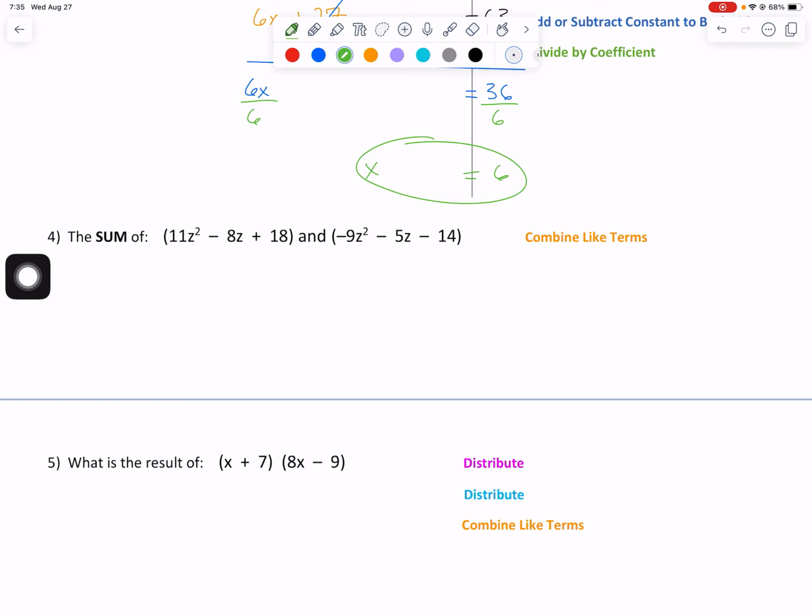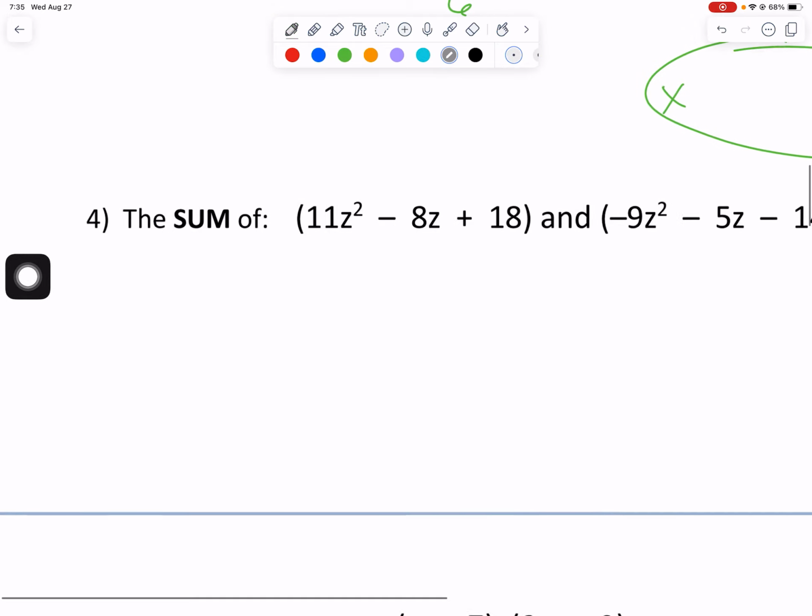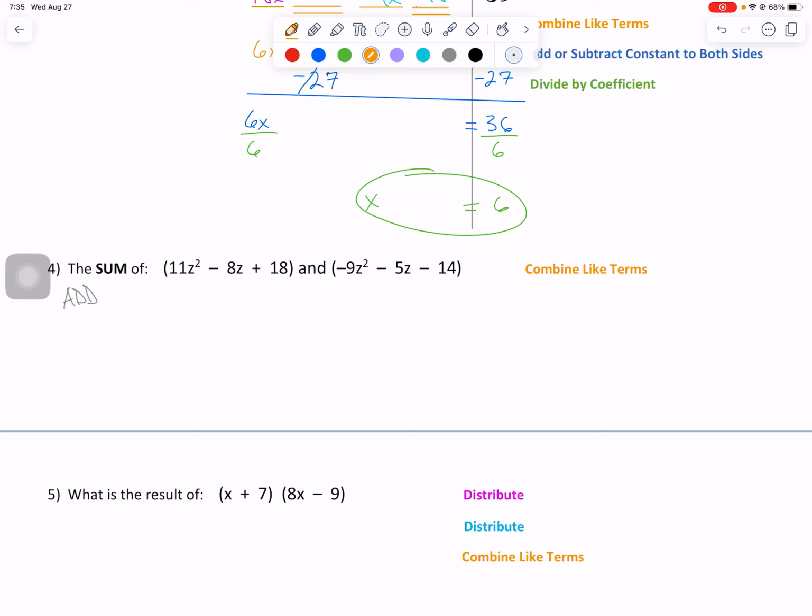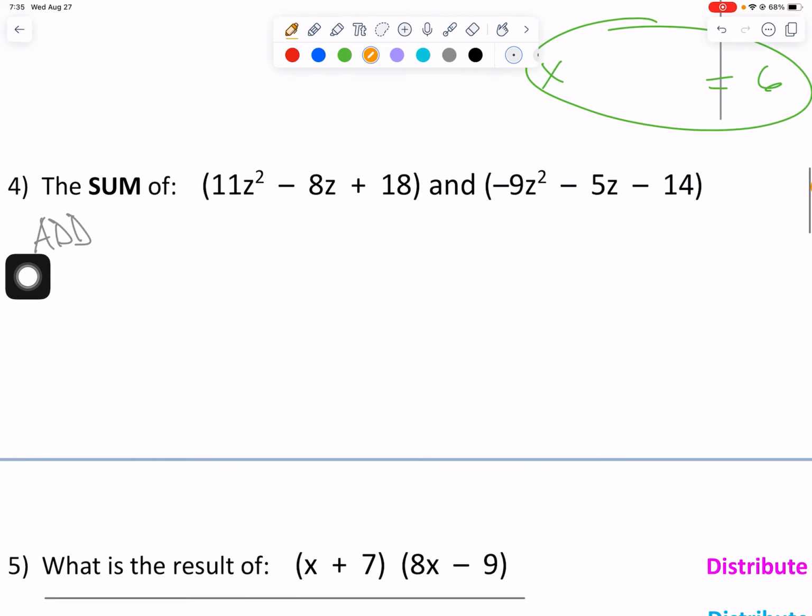Moving forward to number 4. The sum of, all right, so a little key note here. When you see sum, we are just going to add. And when we're adding, we're simply just combining like terms. All right, so they're in orange. Boom, let's do our zoom. I'm going to underline 11z squared.